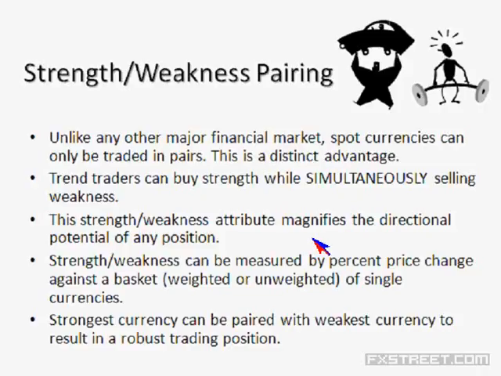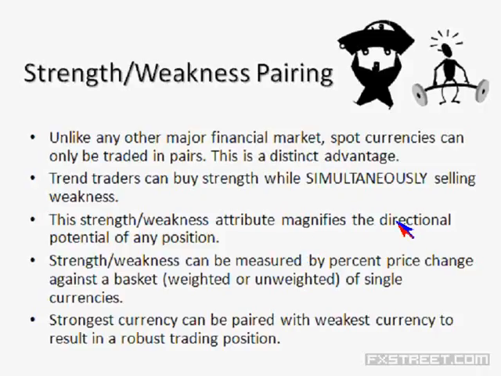By the same token, if you're going short a currency pair, you're essentially going short the first and long the second. So you are doubling or magnifying your potential directional position, as opposed to just trading a single entity like a stock or futures contract.